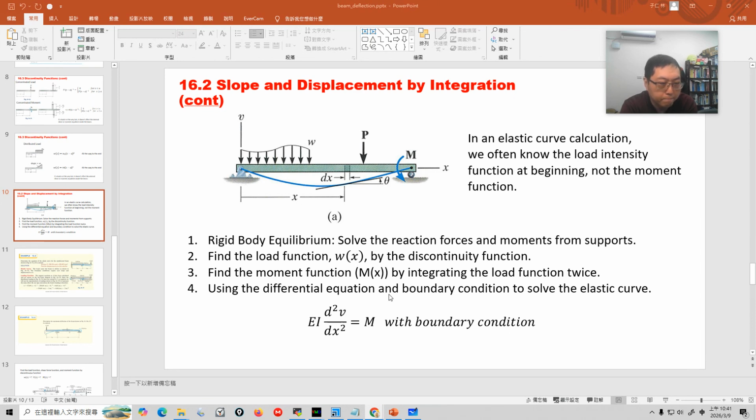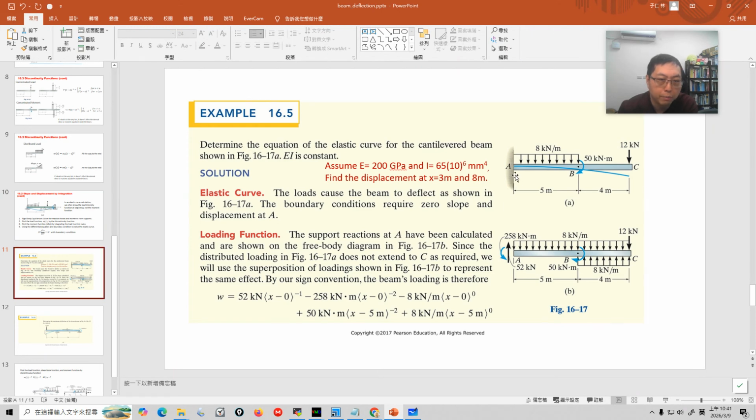I won't say the calculation is very difficult, but it takes time, and there's a tiny detail you need to notice. First of all, let's use this example. This example is a cantilever fixed on a wall, and this wall is a fixed support. We apply loading and an applied moment on this beam. Here is a distributed load, here is a concentrated moment, and here is a concentrated loading.